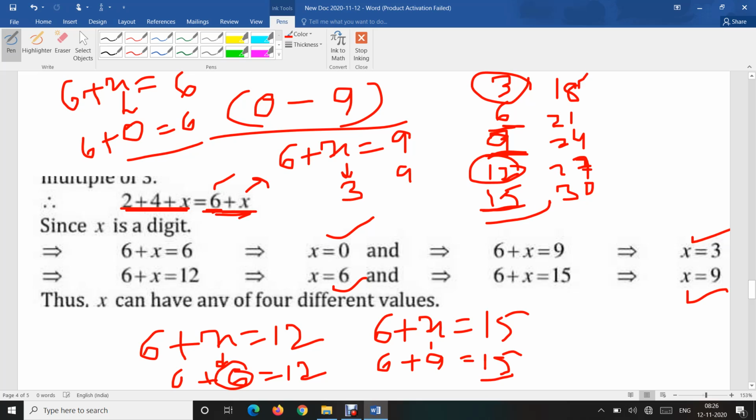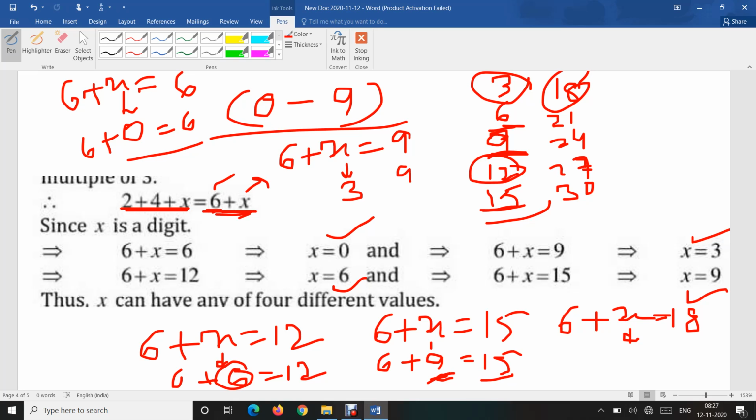The next multiple is 18. How can we get 18 from here? I told you that x can vary. X can be anything from 0 to 9. So we cannot take a value greater than 9.